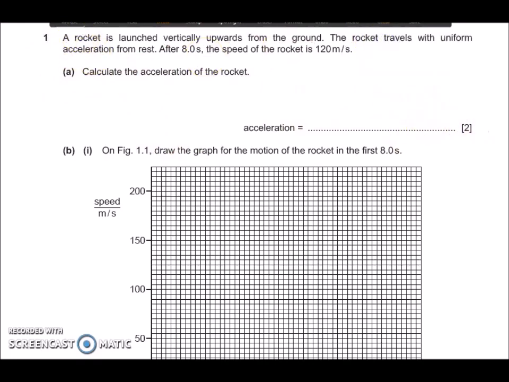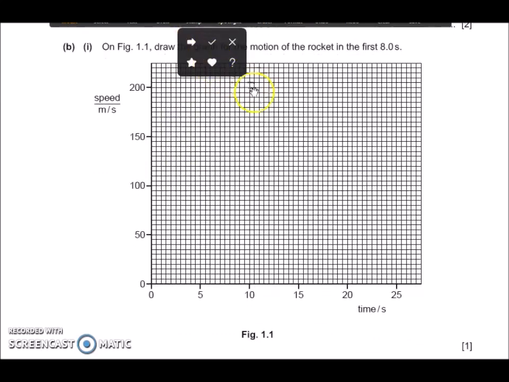Okay, next we move to the next question. Draw the graph for the motion of the rocket in the first 8 seconds. So now we just have to draw this. We find the 8 seconds. This is 6, 7 and 8. 8 will be over here, and 120, this is 110, 120. So we make a line here, and it is connected over here at this point, as you can see.